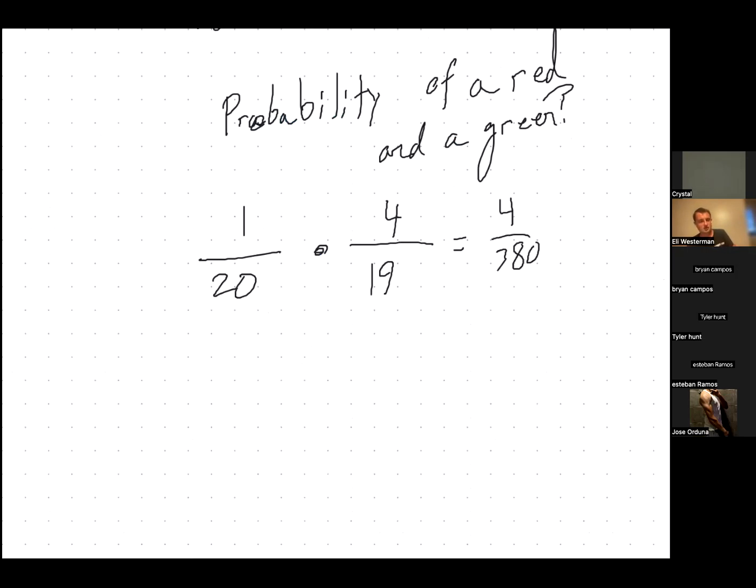Now we can divide, let's see if 380 divides by 4. 4 goes into 38, 9 times, 36. 4 goes in 20, 95 times. So you can divide both by 4. And you get 1 over 95. So good job. There's someone here that got that really quickly. So it's 1 over 95.